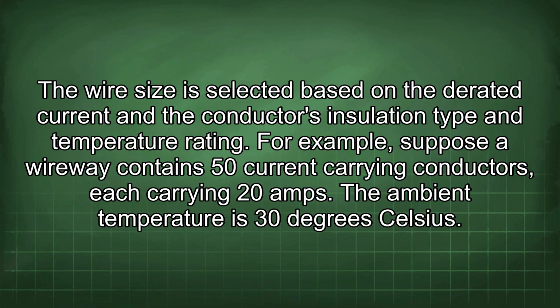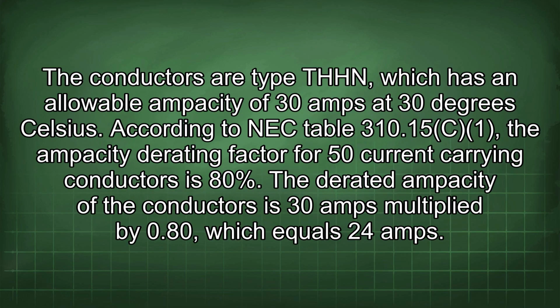For example, suppose a wireway contains 50 current-carrying conductors, each carrying 20 amps. The ambient temperature is 30 degrees Celsius. The conductors are type THHN, which has an allowable ampacity of 30 amps at 30 degrees Celsius. According to NEC Table 310.15(C)(1), the ampacity derating factor for 50 current-carrying conductors is 80%. The derated ampacity of the conductors is 30 amps multiplied by 0.80, which equals 24 amps.